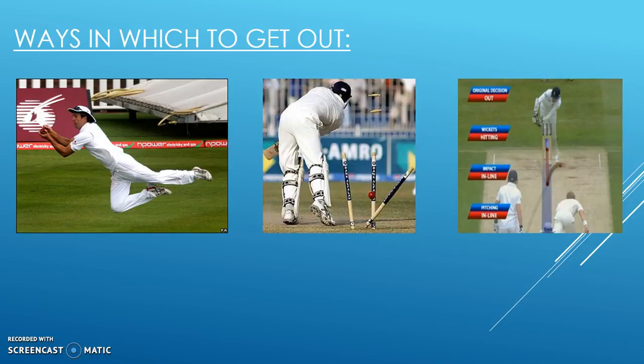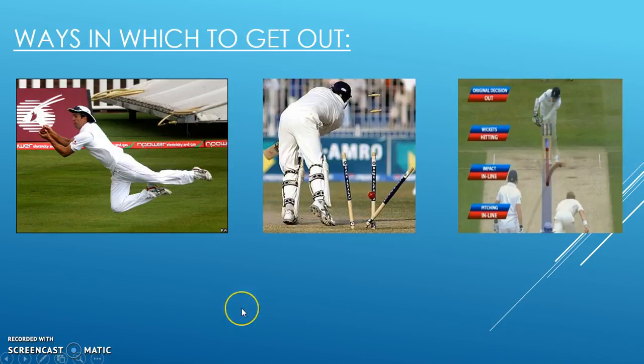The third way is something called LBW, which stands for leg before wicket. So as you can see here, the bowler has bowled the ball and it has hit his leg. If the ball is in line with the wickets and it still hits the leg, it is out. If the ball, let's say, hit this leg here, it would not have been out, due to the fact that his leg is not in front of the wickets.